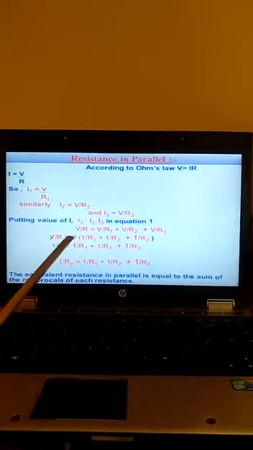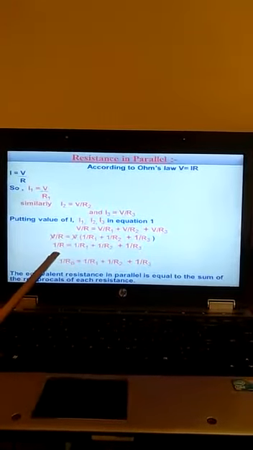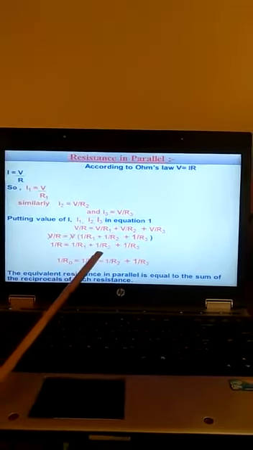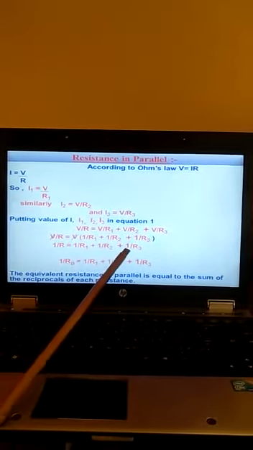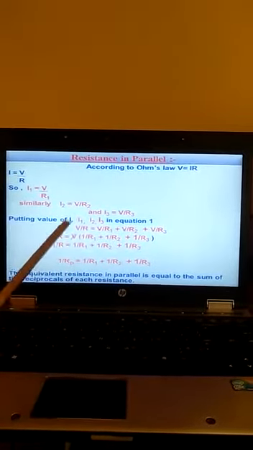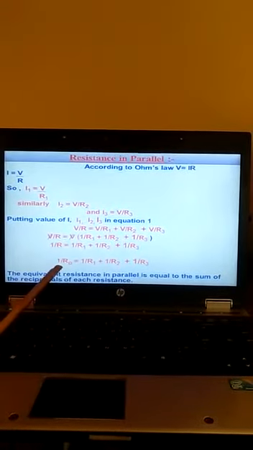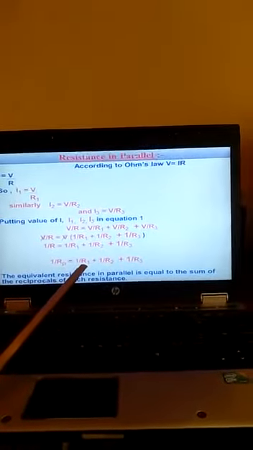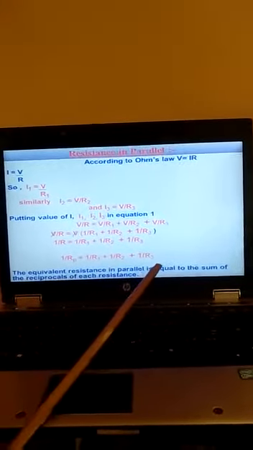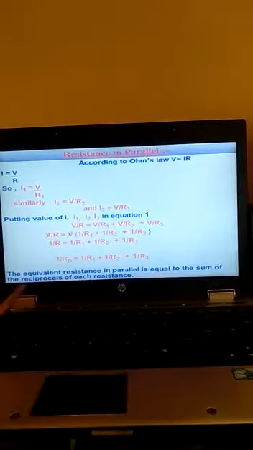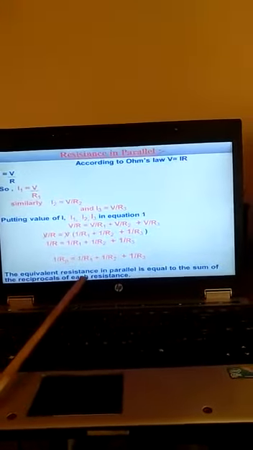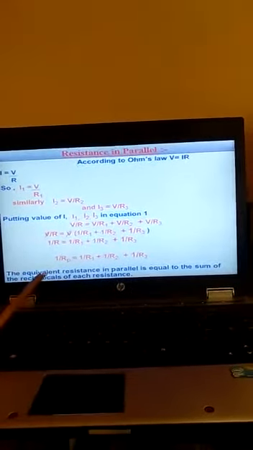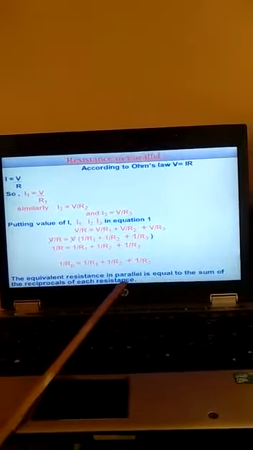Or V gets cancelled on both the sides. We are left with 1 by R is equal to 1 by R1 plus 1 by R2 plus 1 by R3. As the resistors are connected in parallel, 1 by R parallel is equal to 1 by R1 plus 1 by R2 plus 1 by R3. This means that the equivalent resistance in parallel is equal to the sum of the reciprocals of each resistance.